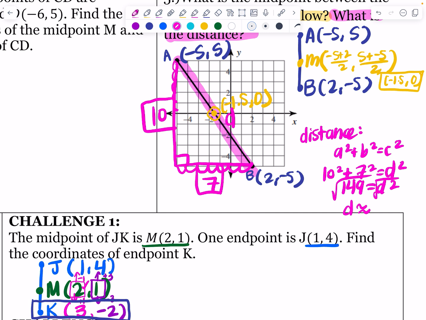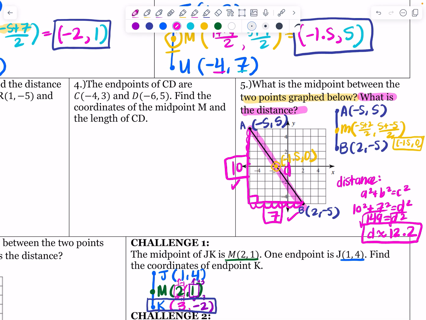This is going to give me a single positive number for a distance or length of a segment. Distance between 2 points should be a positive number. The length of a segment should be a positive number. This is about 12.2. This makes sense as an answer because 12.2 is number one, a positive number. It's a single number and it's more than 10 and it's more than 7. Okay, so that's the distance between those 2 points.